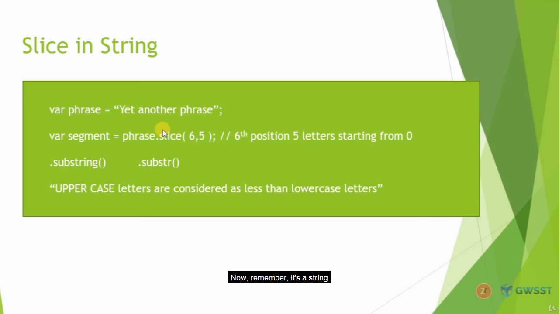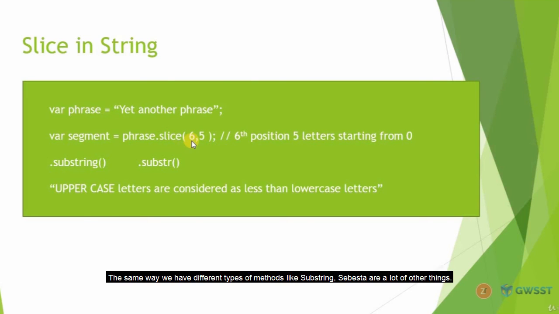Now remember, it's a string, and when you add any method to it, the index starts from 0. So we'll have 0, 1, 2, 3, 4, 5, 6, and when it reaches 6, it's going to cut 5 letters from it. The same way we have different types of methods like substring, substr, and a lot of other things. Now you have to know one thing: when you're creating a comparison, for example a simple login validation which checks the username and the password, uppercase letters are always considered less than lowercase letters.